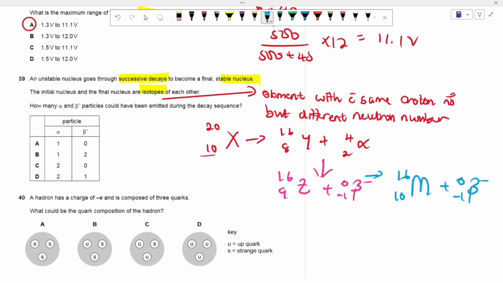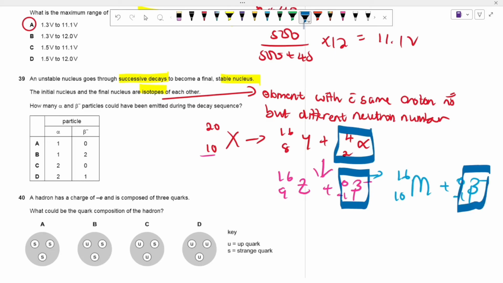So how many have you lost? Let's count together. 1 beta particle, 2 beta particles, and 1 alpha particle, right? So we have 2 beta negative particles and 1 alpha particle. The correct answer would be B.